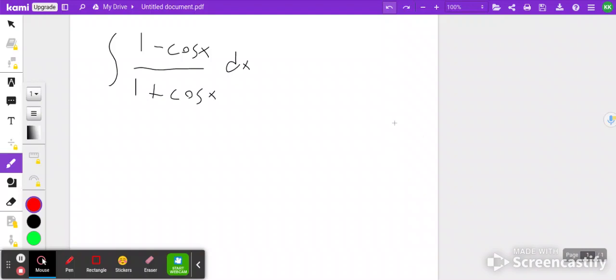Hi, I'm Kian, and in this video, I'm going to show you how to solve this simple but neat trigonometric integral. So we have the integral of (1 minus cosine x) over (1 plus cosine x).